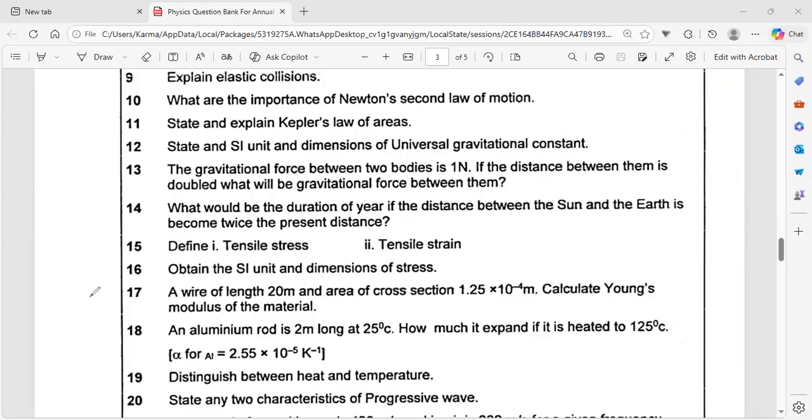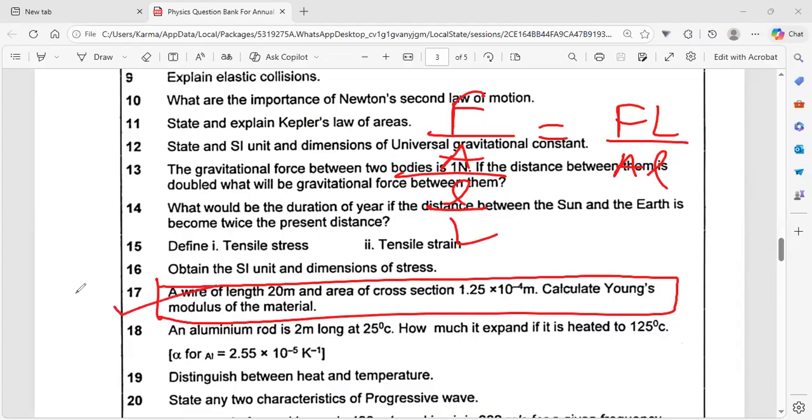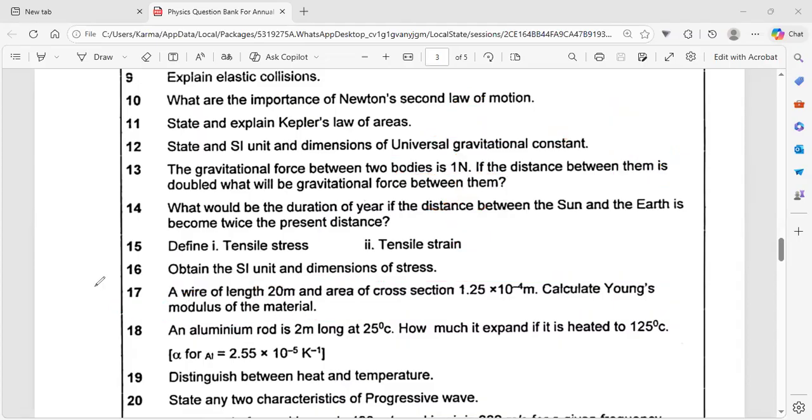A wire of length 20 meters and the area this much. Calculate the Young's modulus. The information is of course not sufficient to find the Young's modulus. Young's modulus is stress upon strain, so force upon area divided by l upon L. So F into capital L divided by A into small l. There is no F, but the force by which the wire has been stretched is given, and no extension. So think about it. Ask your professors or teachers to rectify the particular problem.